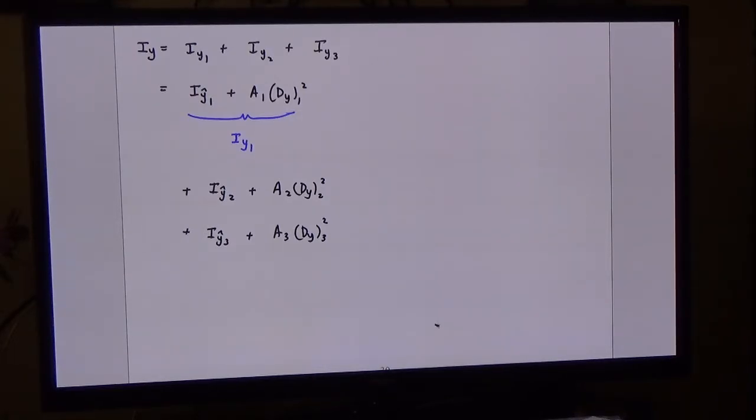So like before, we've already defined most of these terms. We define I about the local centroidal axis for the part. We define the areas. So the only other thing that we need to get is what are the values of dy for each of the parts. So the value for dy should be the perpendicular distance between the old axis, so the y hat axis, and the new axis, y.